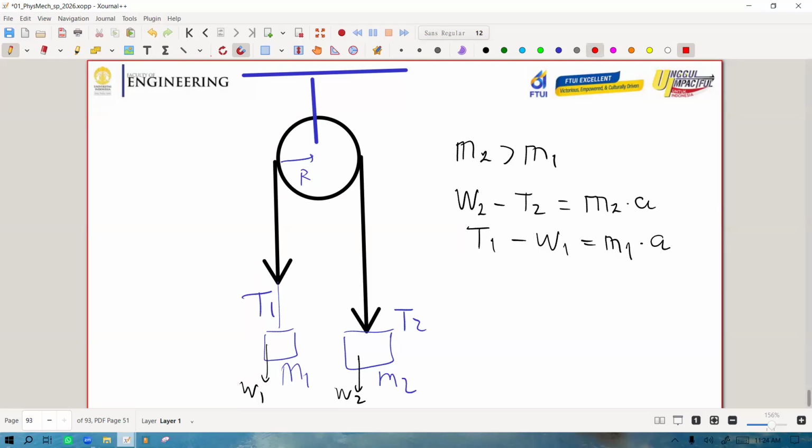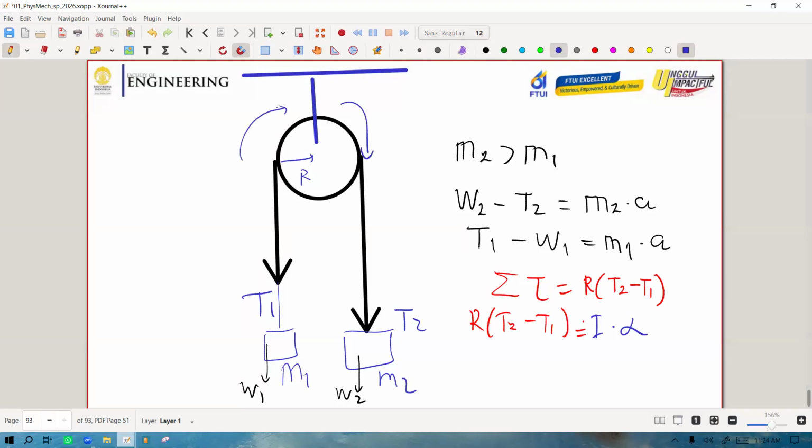So we can use the torque here. The total torque equals R times (T2 minus T1). So R times (T2 minus T1) is equal to the inertia of the cylinder times alpha. Alpha is the angular acceleration. So here the cylinder is also in rotation. Okay, this one is the application of Newton's second law in a pulley.